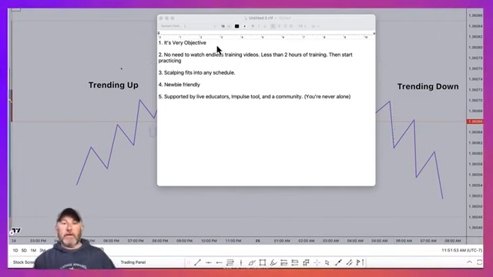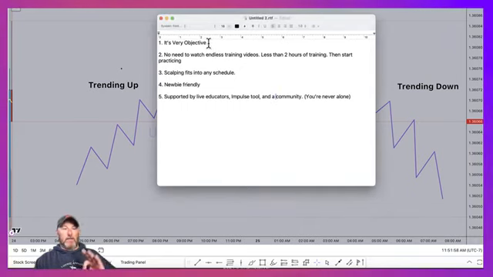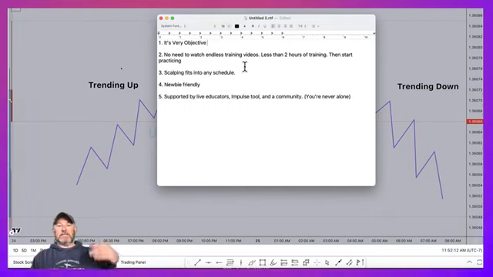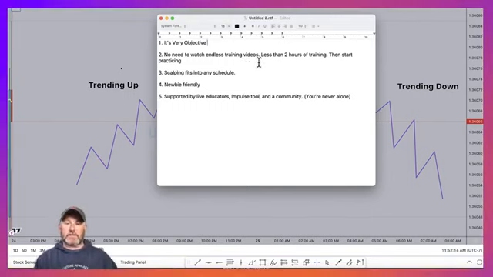And one of the reasons is it's very objective, right? This is something that especially new people love that come in and know nothing about trading. It's very objective. There's no thinking. It's not subjective. There's simply a couple steps and either it qualifies or it doesn't, right? People love that. And there's no need to watch endless training videos, right? There's some strategies that take a lot of videos to watch, a lot of hours before you can even start to practice. But with this, there's less than 2 hours of training and then you can just start practicing, right?